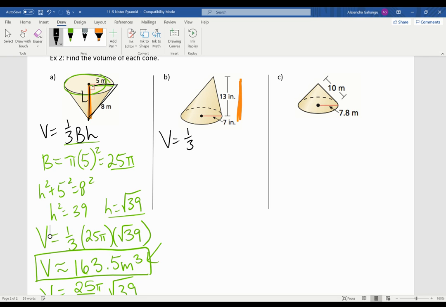1/3 area of our base times our height. So big B, we've got a circle, so it's pi r squared. So pi times the radius, 7 squared. So 49 pi. And our height, 13. I wanted to write 7 for some reason. Okay.